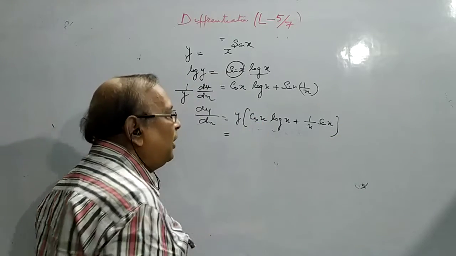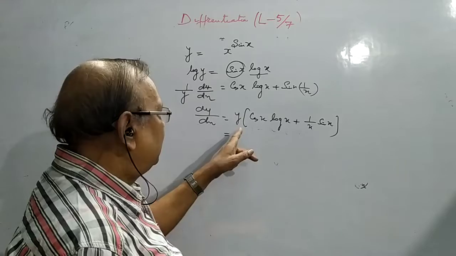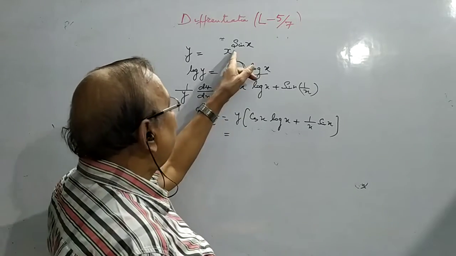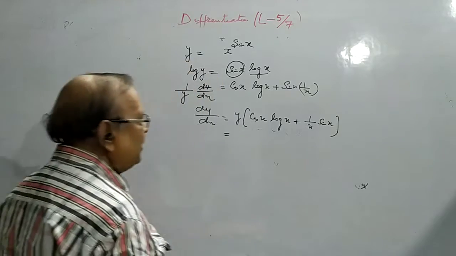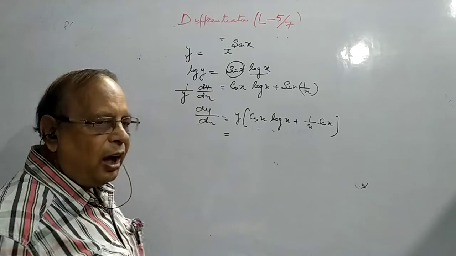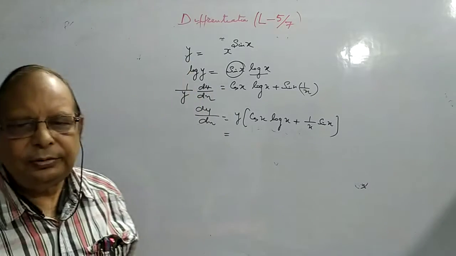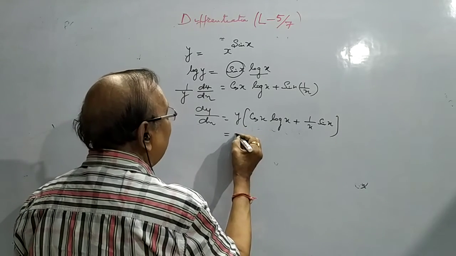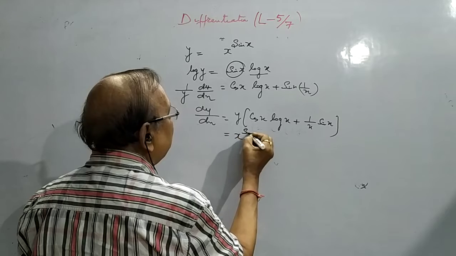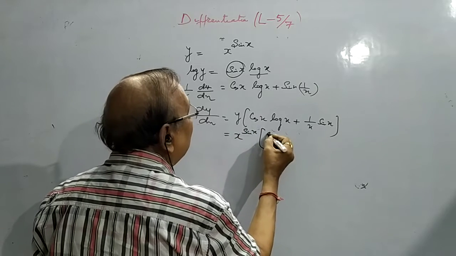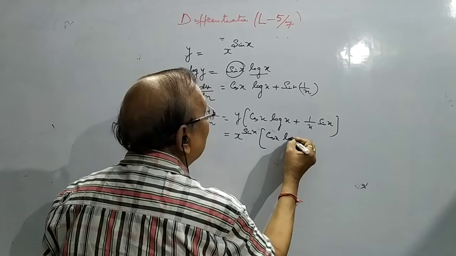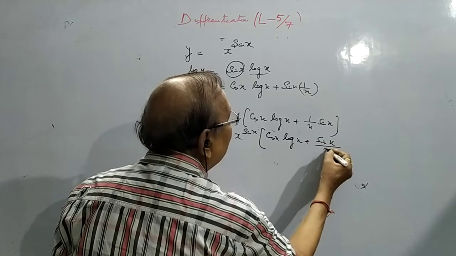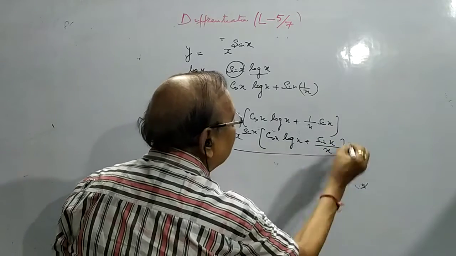But we have to write the value of y, as we have to differentiate x raised to the power sin x. Y is not given here. It is our assumption that y is equal to x to the power sin x. So putting the value of y, what we get? X to the power sin x into cos x log x plus sin x upon x. That is the answer.